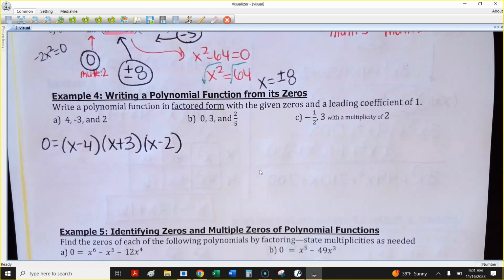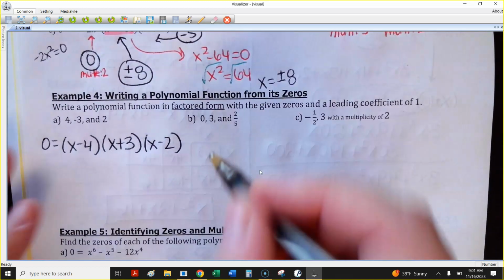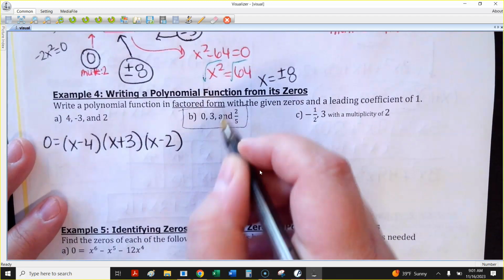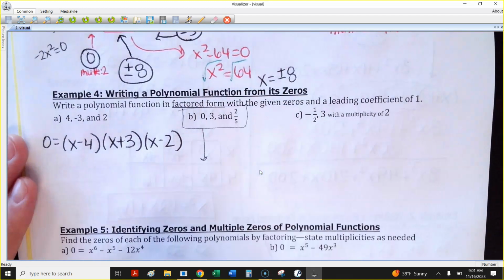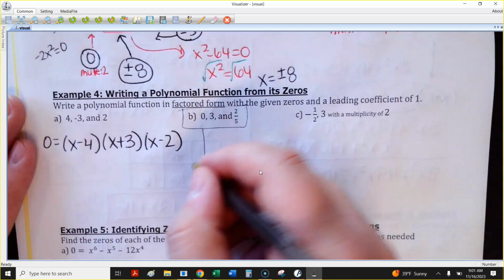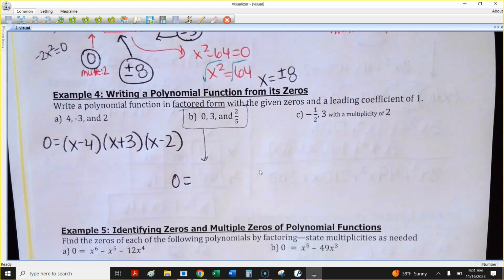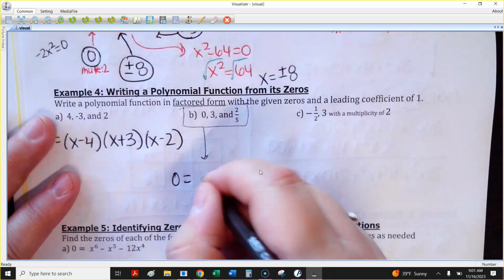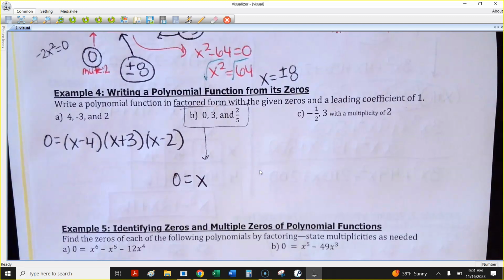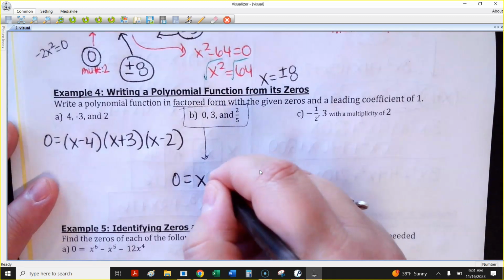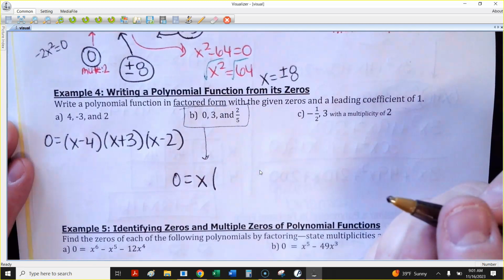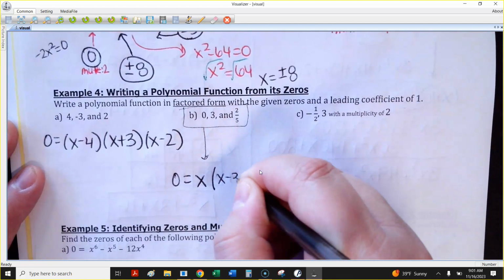Okay, the next one, I'm going to come below this a little bit. What if I just told you one of the zeros was 0? How would I represent that? Just an x, exactly. So if 0 is one of your answers, you just put an x. All right, so if we have positive 3, the x minus 3 would be the factor.